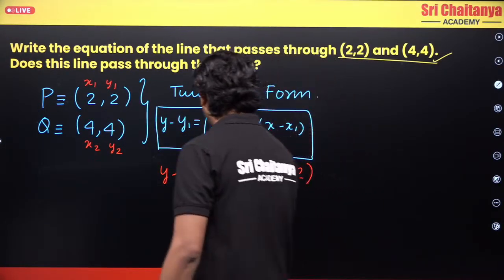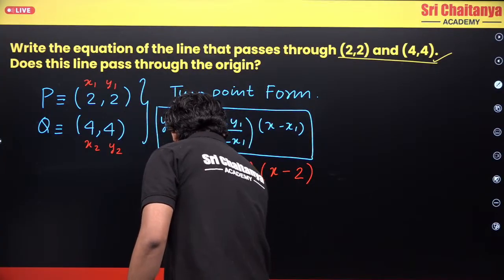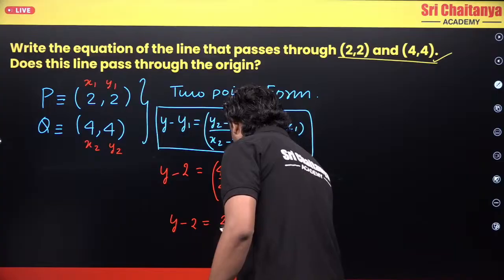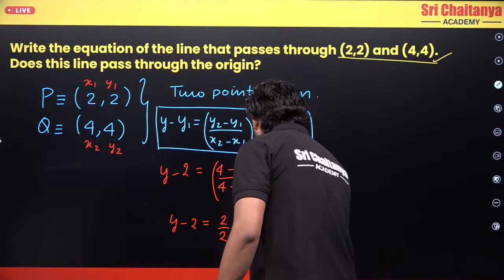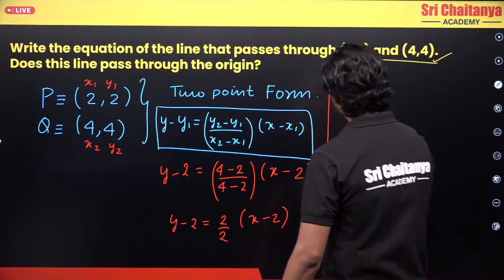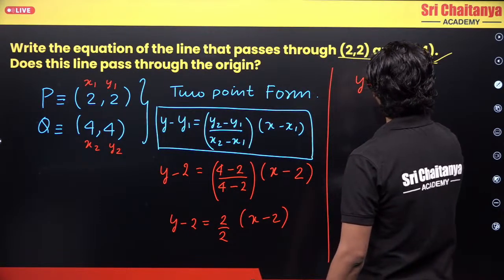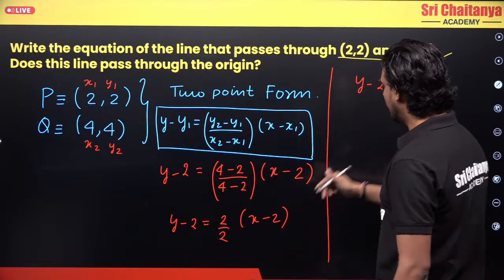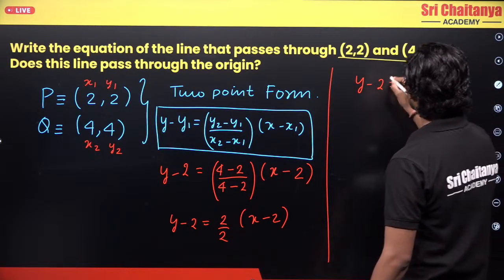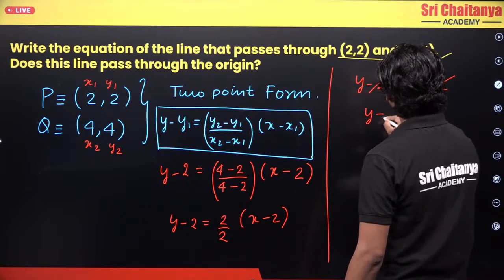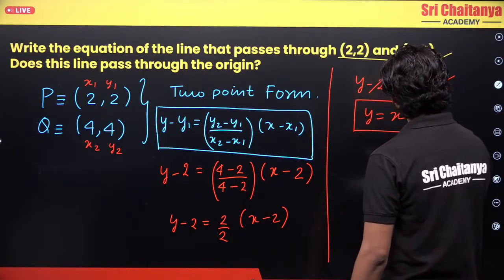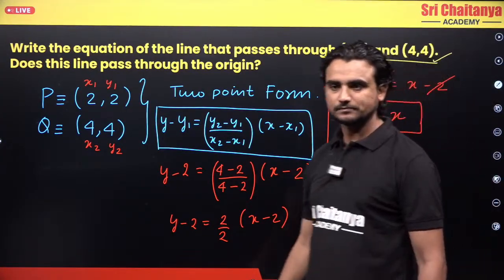Okay, so what do I have here? I have y minus 2 is equal to, now this will become 4 minus 2 and 2. So this will become 2 upon 2 into x minus 2. So what does this give me? This gives me y minus 2 is equal to, now 2 by 2 cancels, gives me 1, and this will become x minus 2. So 2 cancels with this 2, and I have y equals x. So this is the equation of a straight line. Okay, this is the equation of a straight line, y equals x, correct.